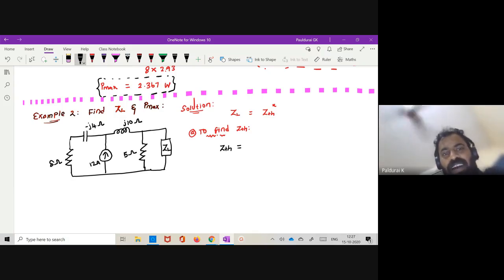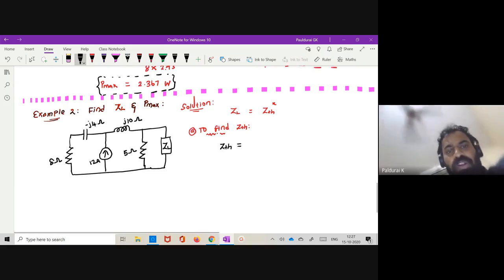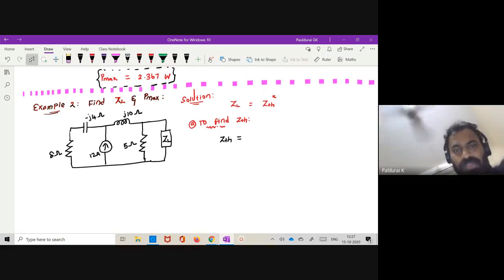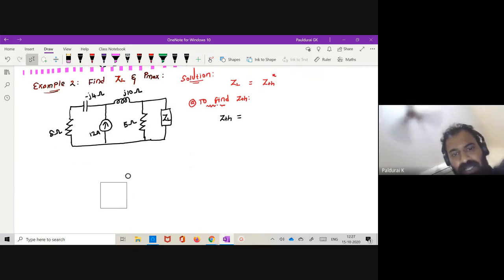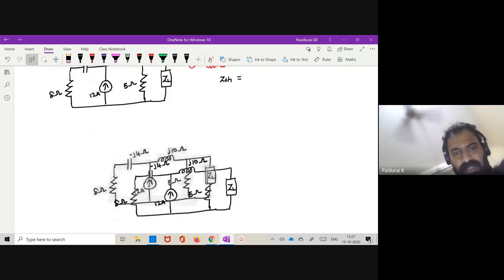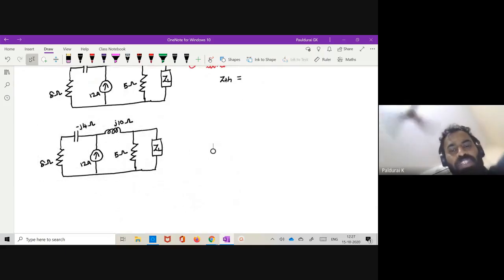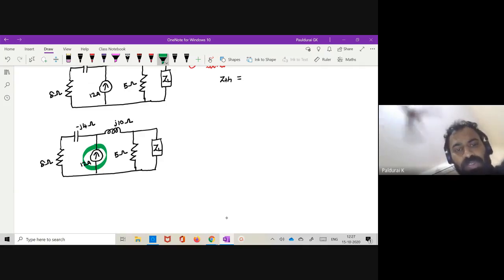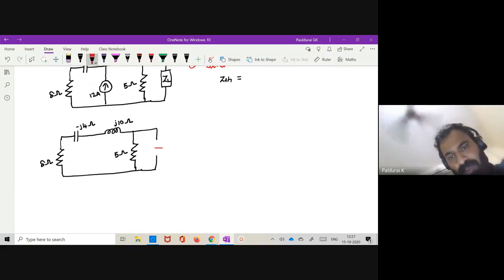Some mistakes. Okay, so let me do it step by step. Let me copy this circuit diagram. Have you realized your mistake? Yes, sir. Listen. This time you have a current source, so you want to replace the current source by an open circuit, right? Yes. Then you want to open the load. So now I'm opening the load.